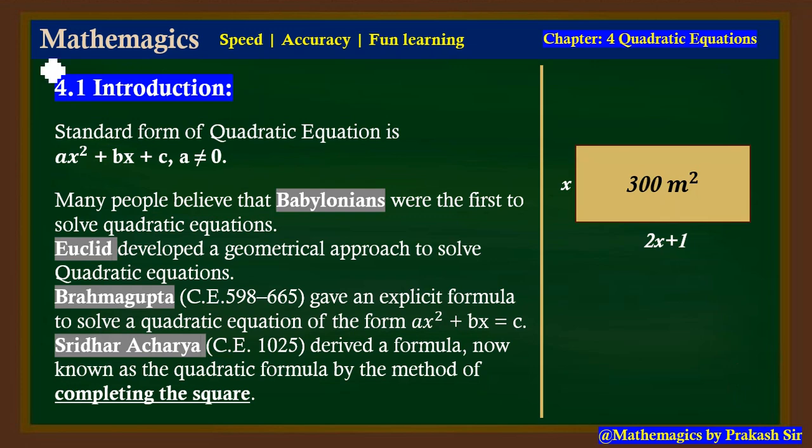So dear friends, the standard form of the quadratic equation is ax square plus bx plus c. Before starting this, let us understand what we mean by quadratic equation. Quadratic equation is an equation whose degree is 2. So here in the standard form ax square plus bx plus c, the degree of the equation is 2. That's why this is called a quadratic equation.